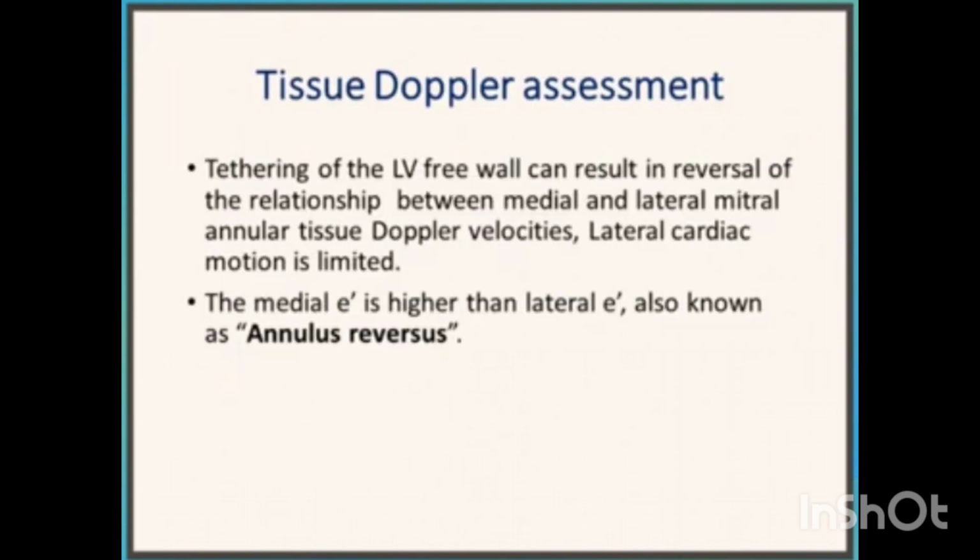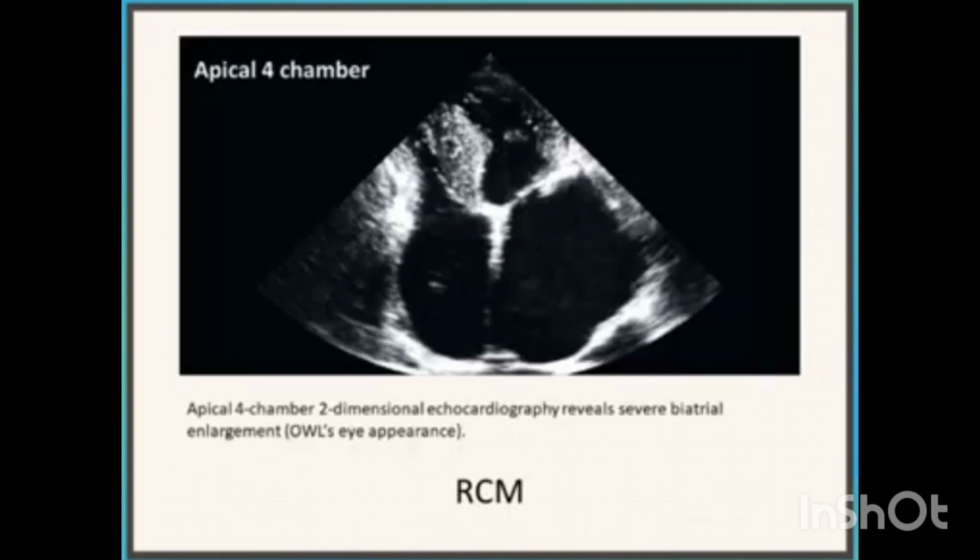whereas the tethering of the lateral LV free wall can result in a reverse relationship between the medial and the lateral mitral annular Doppler velocities. That is, the lateral cardiac motion is limited in constrictive pericarditis, and therefore here you will have the medial E' higher than the lateral E', and this is known as annulus reversus. Normally it's the opposite that is seen. Now in restrictive cardiomyopathy, there is a decreased E', and the mitral annular tissue Doppler velocities are reduced throughout.